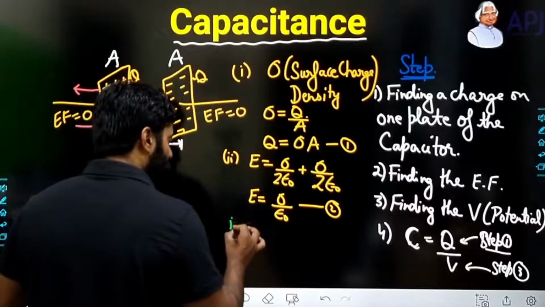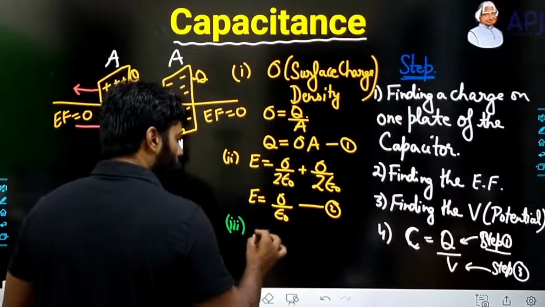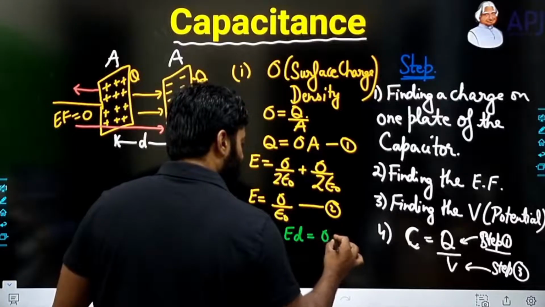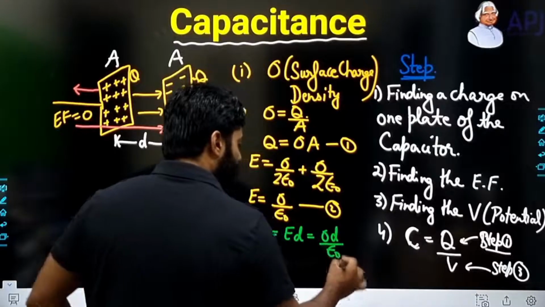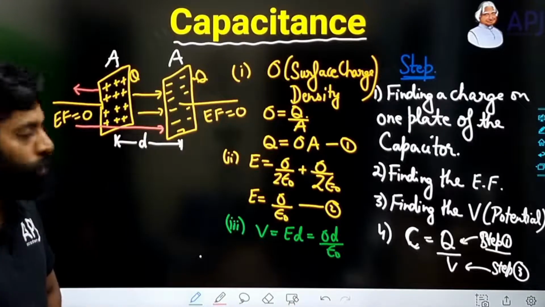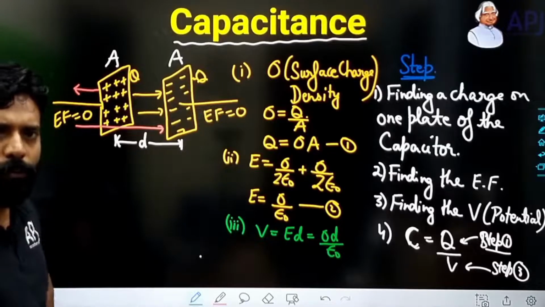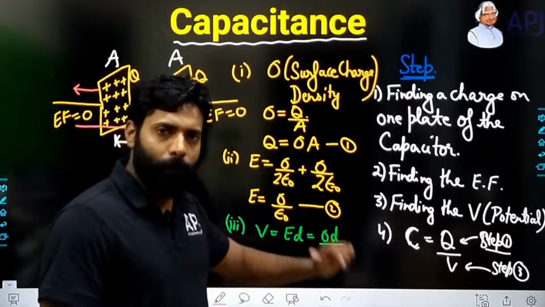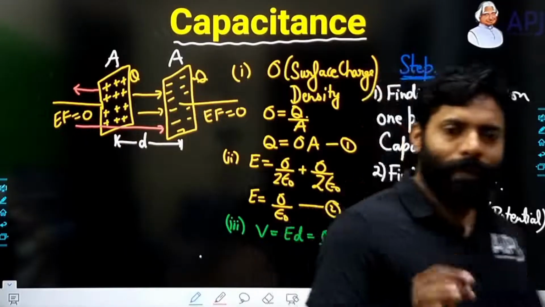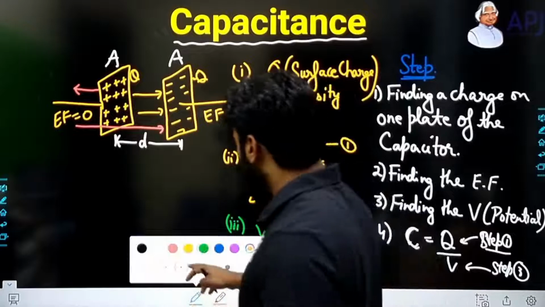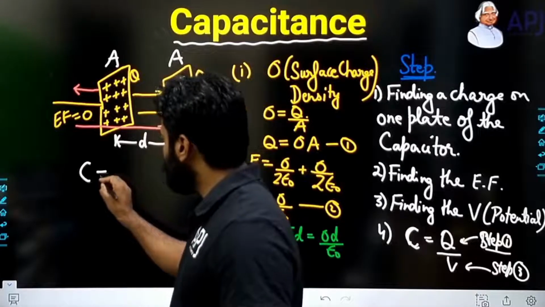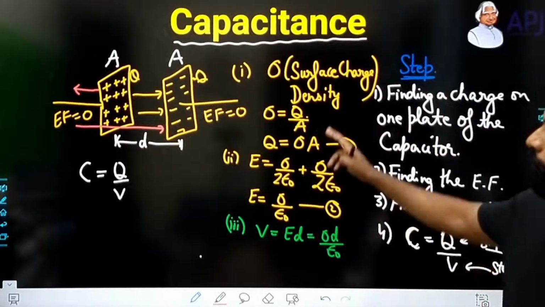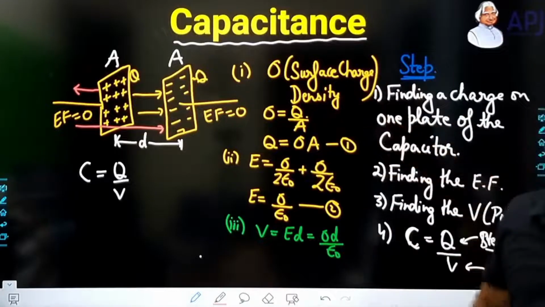So if I'm finding the potential, V is equal to ED. This is sigma d by epsilon naught, right? So this is the potential. Because we know that V is equal to ED, I can easily say that the potential is equal to sigma d upon epsilon naught. Now we are done. What we just now have to do is C is equal to Q by V, right? Q we have already found in step 1. So this is the capacitance of a parallel plate capacitor.